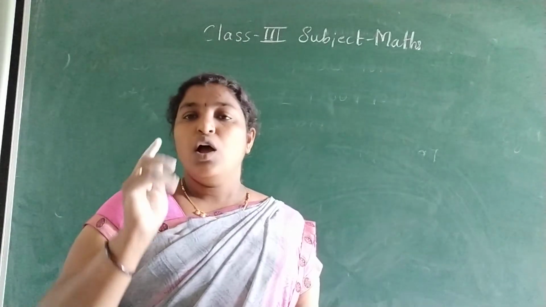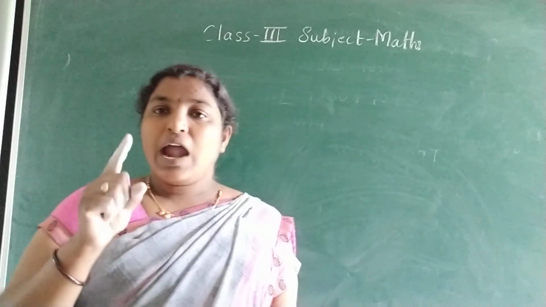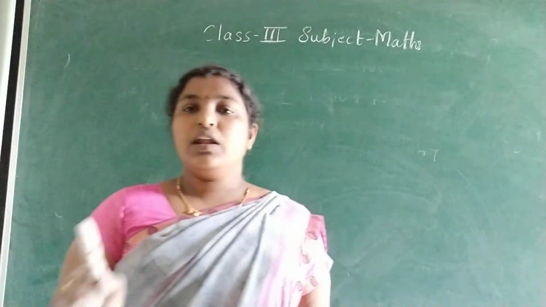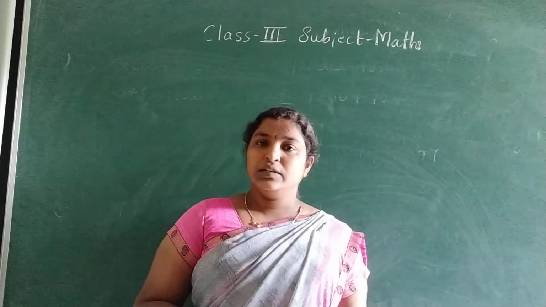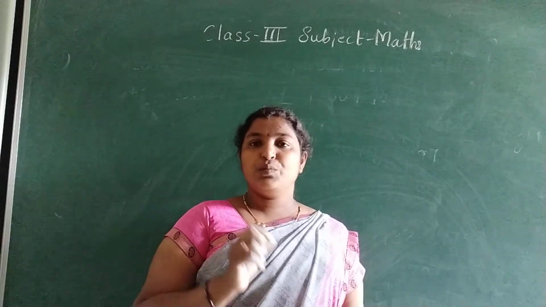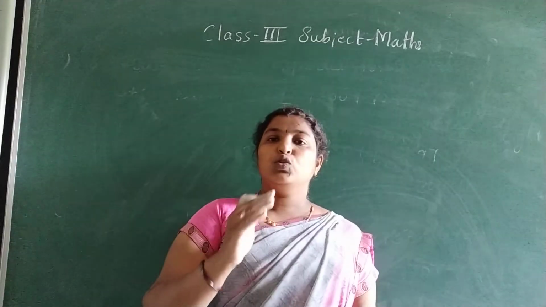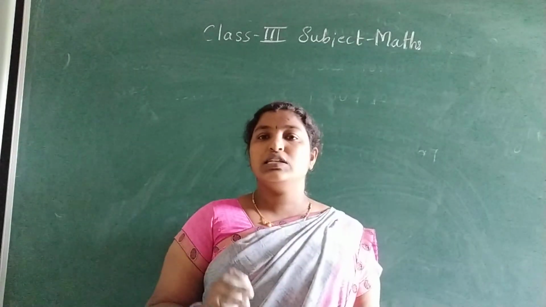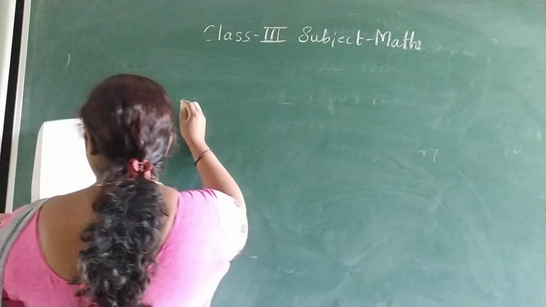You should write the number that comes after the given number, or else add 1 to the given number, you will get the successor. Then what is predecessor? The predecessor is nothing but the number just before the given number. If you write the number before the given number, that is predecessor. Yes? Now take the examples.